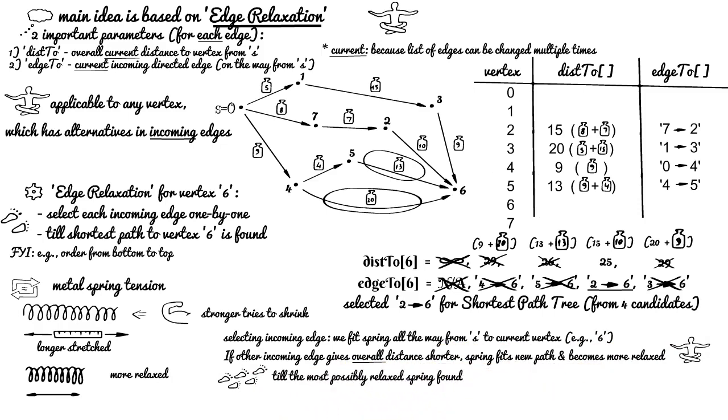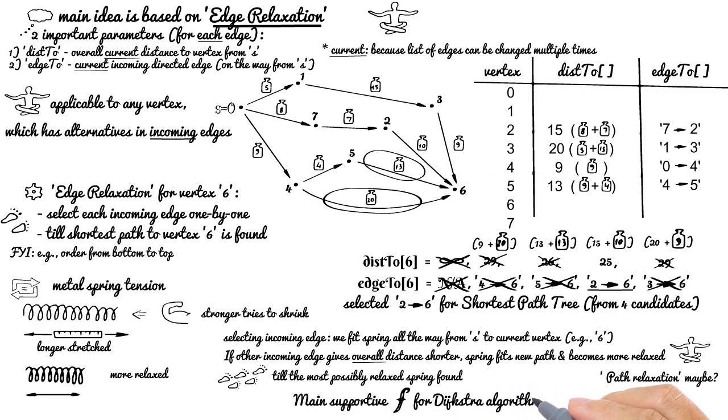From this point of view, edge relaxation naming convention is not precisely accurate. Technically, we're relaxing the whole path to vertex from starting point by selecting alternative last mile incoming edge. Probably it would be more accurate to name mechanism path relaxation. Anyway, I've just described algorithmic approach for that relaxation, which should be the main supportive function for Dijkstra algorithm. Relaxing, relaxing and relaxing till finding edge to be added to SPT.